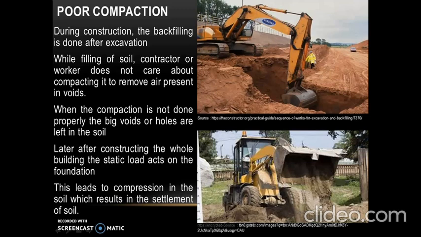So when the compaction is not done properly, these voids or holes would be left in the soil, and later after construction the static load starts acting on the foundation, and due to this load the soil would be compressed, and finally it would result in settlement of the soil. So it is very important to see to it that the soil is properly compacted after backfilling is done to remove air from the voids.